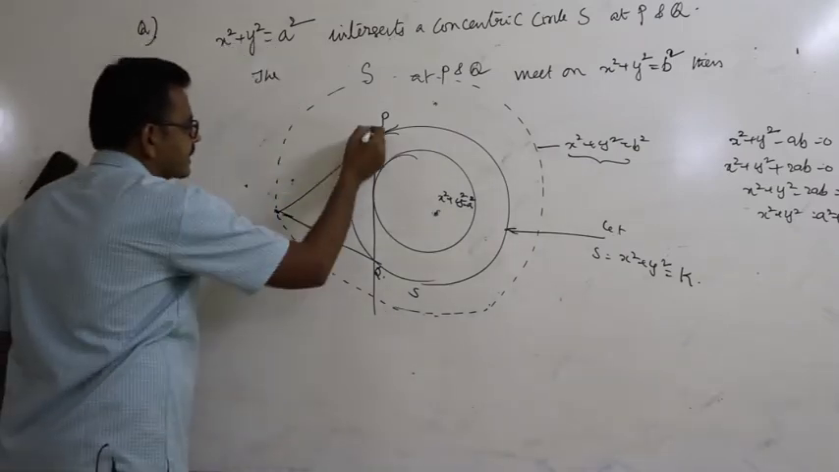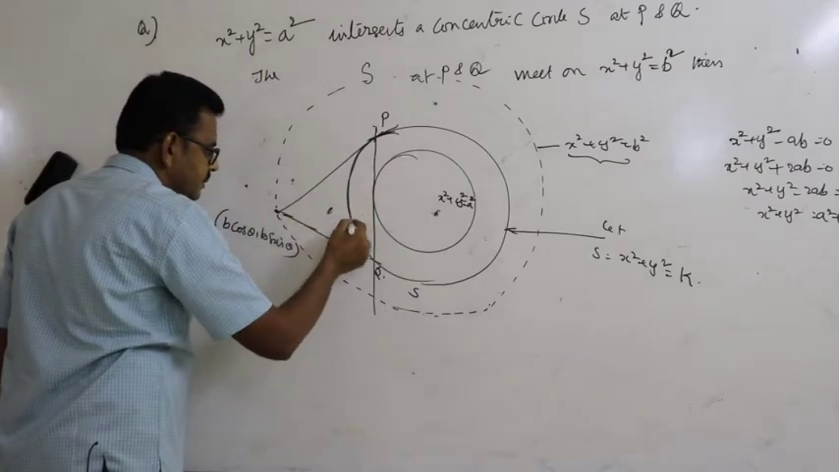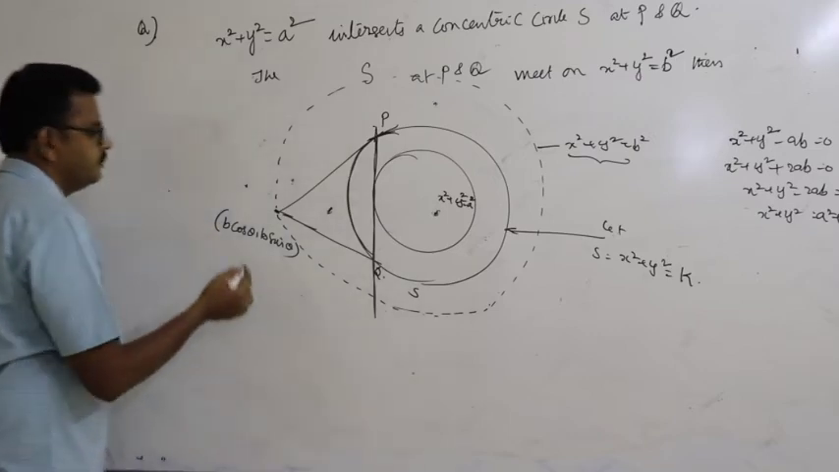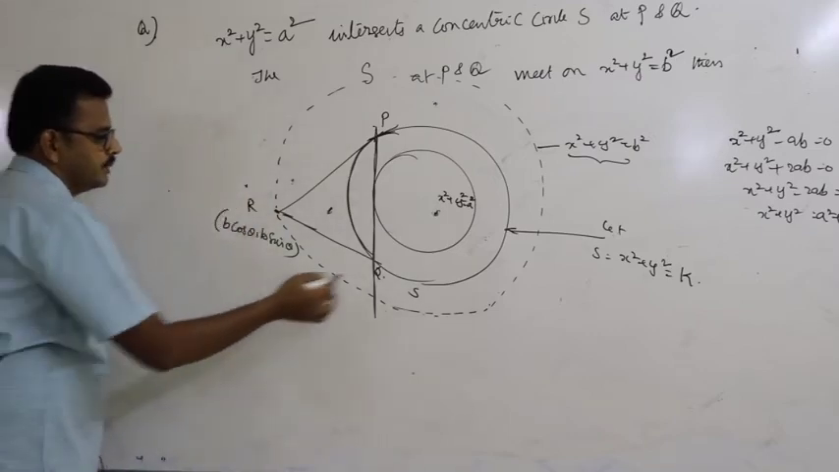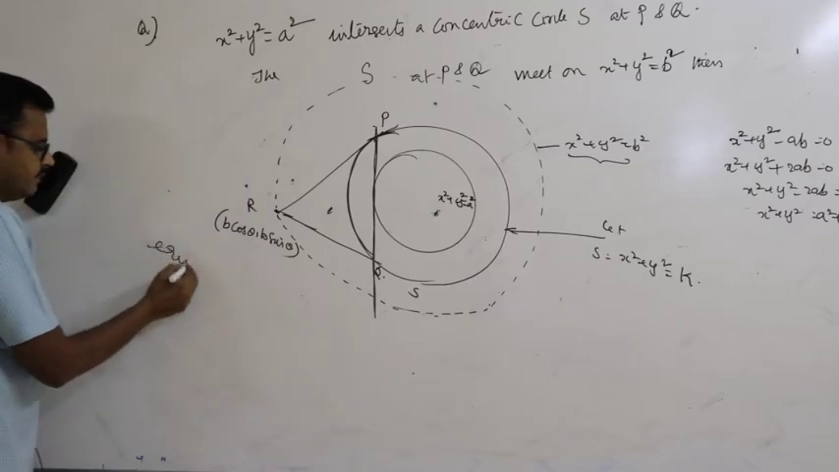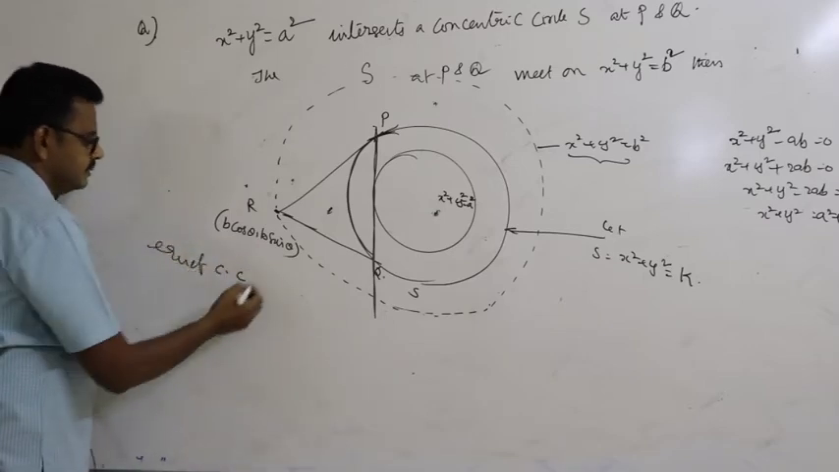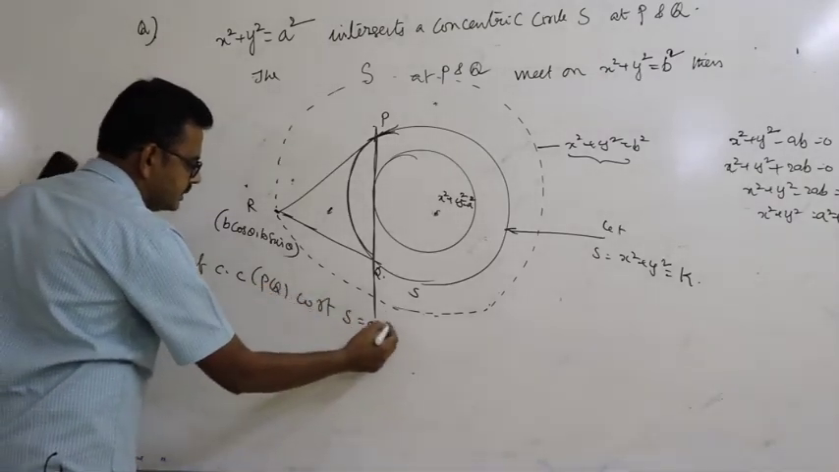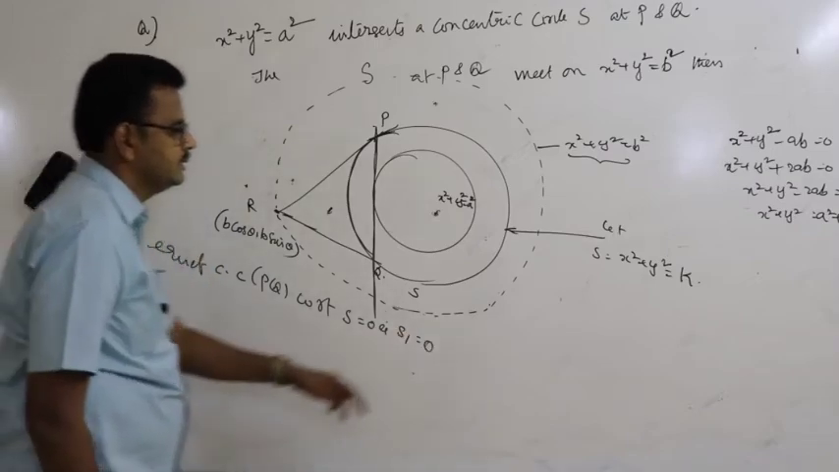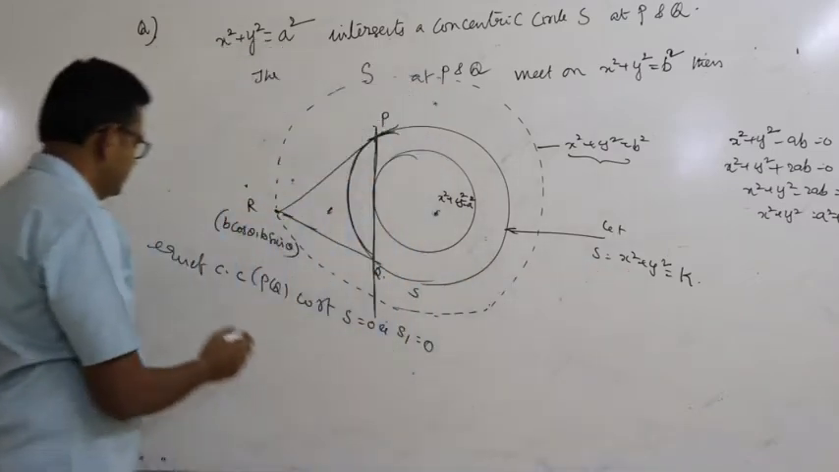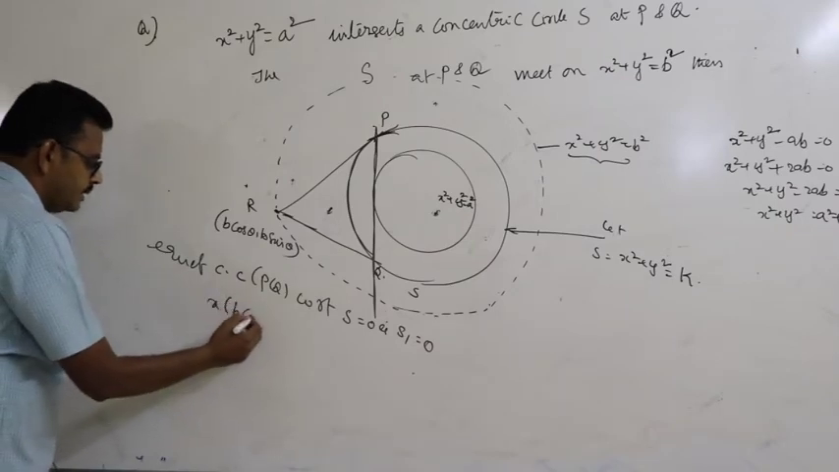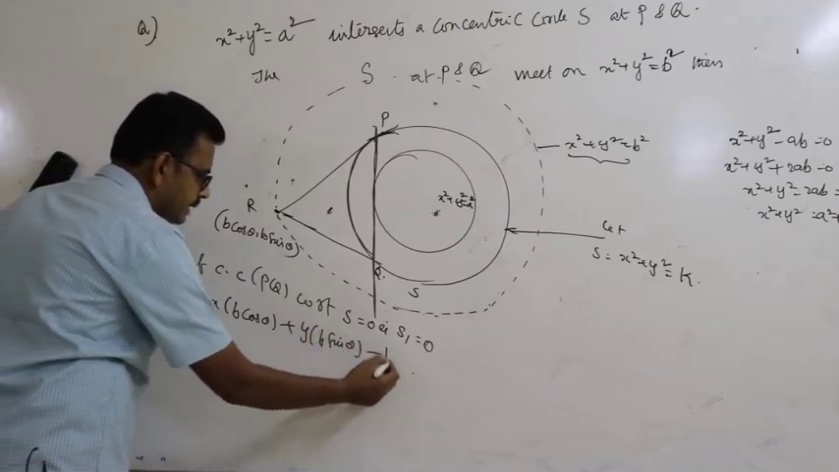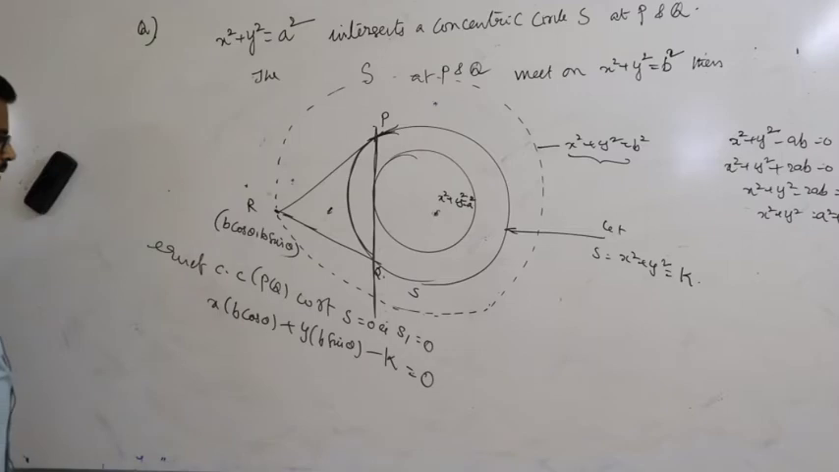Now this PQ is the chord of contact of the point R with respect to the circle S equal to 0. Equation of chord of contact PQ with respect to S equal to 0 is S1 equal to 0. So this is x into b cos theta plus y into b sin theta minus k is equal to 0.